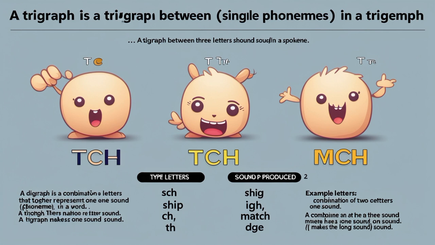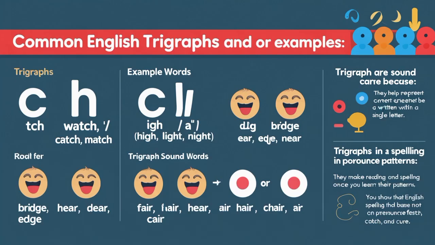F. ure. The trigraph ure often appears at the end of words and makes a j or sure sound. Examples: pure, cure, sure, picture, with ture as part of the ending. Sometimes, the pronunciation changes slightly depending on the word, but the spelling pattern stays the same.